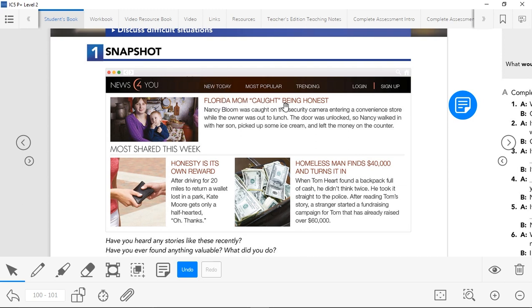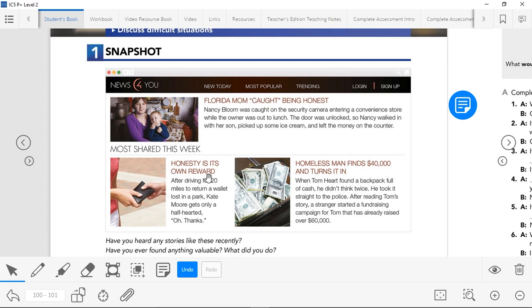Florida mom caught being honest. Nancy Bloom was caught on the security camera entering a convenience store while the owner was out to lunch. The door wasn't locked, so Nancy walked in with her son, picked up some ice cream, and left the money on the counter. So she could have stolen that ice cream, but no, she was honest, and she just left the money on the counter, and that's it. That's really nice. Everybody should do this.